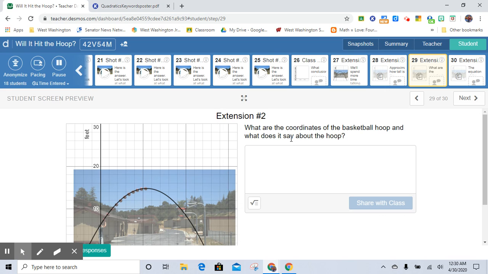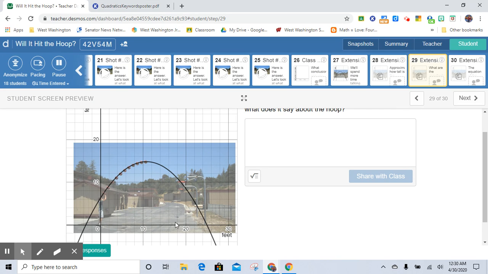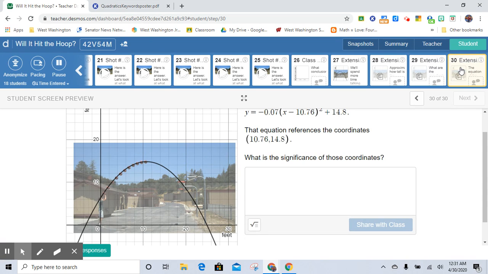Then this question says, what are the coordinates of the basketball hoop? And so this was about (19, 10), because remember, it goes x first and then y. And so that means that it is 19 feet away from the shooter and 10 feet tall. And so a specific point has a lot to say if you know what the x and y axes represent. This is feet away from the shooter. This is feet in the air. Now we are going to see that not every quadratic is mapping a trajectory, and so that's going to be very important.